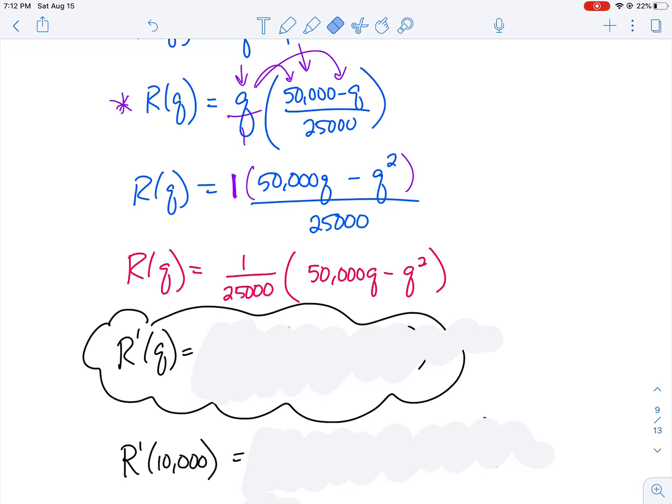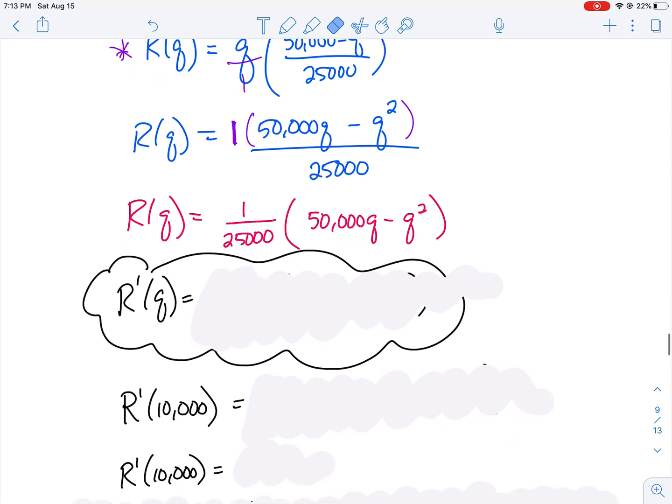Now, why would I do that? Well, if you remember our rules for derivatives, if I just have a number in front, which I do, I should be able to just leave that number and then find the derivative of the rest of my stuff. That stuff now looks a lot nicer than having that denominator. So I took the 1 over 25,000 and brought it out front as a coefficient so I can leave it and just find the derivative of the rest. This equation is my revenue, but I still need to find the marginal revenue, the derivative. I can leave that 1 over 25,000 alone and find the derivative of the rest of the stuff. The derivative of 50,000 Q is just 50,000 and the derivative of Q squared is 2Q.